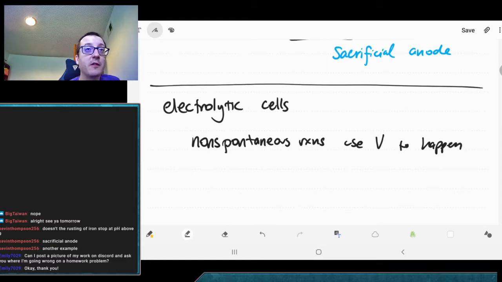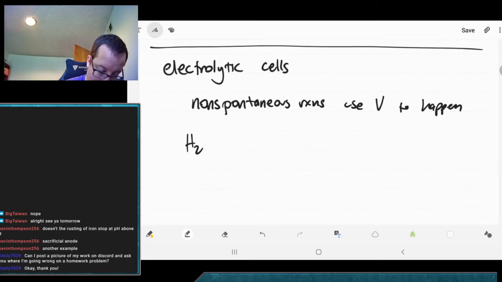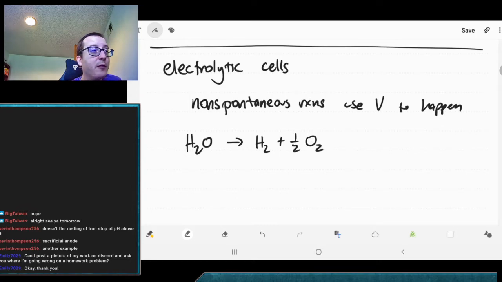We're going to give them a voltage, and they're going to occur. So, for example, if we wanted this reaction to happen, we can just apply a voltage to it to get it to happen. Normally we know hydrogen and oxygen will combine to form water. We've seen that that's going to be the favorable, the spontaneous process. But if we apply a voltage to it, we can actually separate these two.